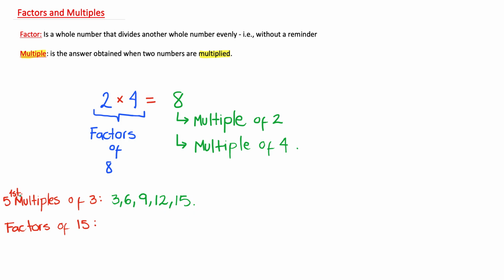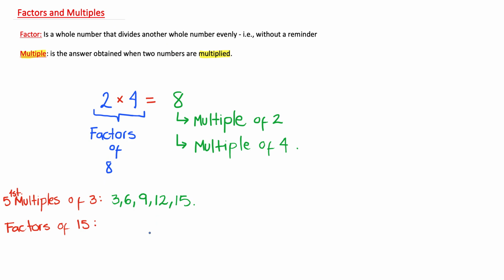What are the first 5 multiples? 1, 2, 3, 4, 5, okay? But when I'm asking about the factors of 15, notice that I'm not saying give me 5 factors. I'm telling you give me all the factors, because they're limited. It's a limited number. Okay, so how do we find them?